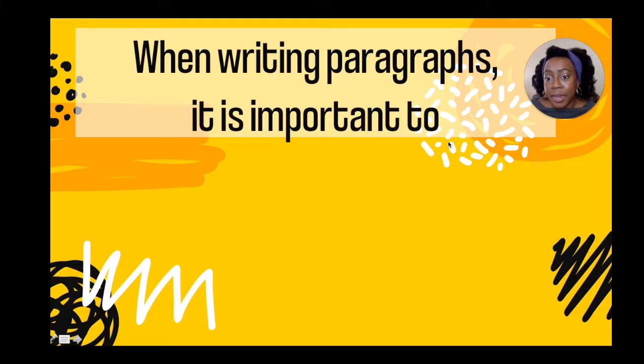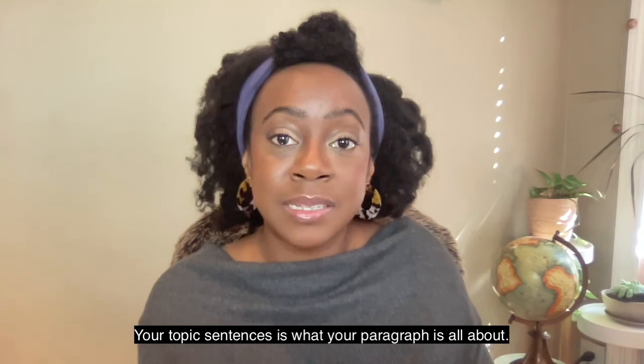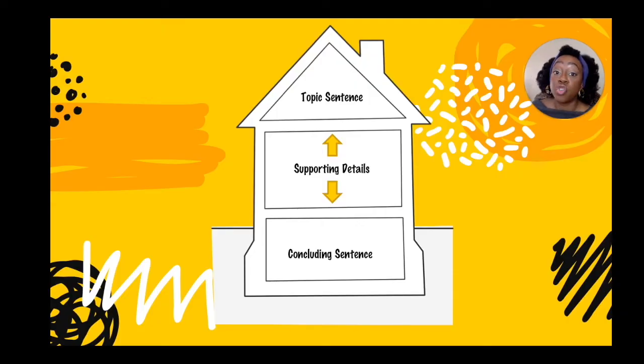So when you're writing paragraphs, it is important to have details that support the topic sentence. Your topic sentence is what your paragraph is all about. So I liken it to this drawing of a house. The top of the house, you have your roof, and then you have your support beams and supports in the middle, and then at the bottom you have your foundation. So all parts are needed in the house, okay? So your roof is your topic sentence, and your topic sentence is being held up by supporting details, and the concluding sentence is a foundation.